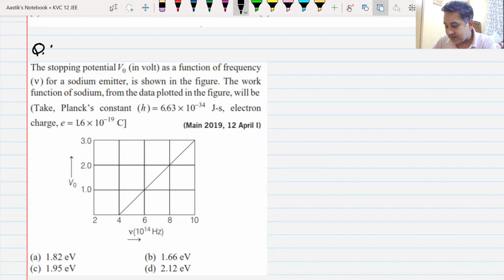But again, you are Gajini, so you would not have remembered what this diagram is all about, but still, we can try. The stopping potential V0 is a function of frequency for a sodium emitter. The work function of sodium will be how much? This diagram we have not seen, sir. This is the same diagram that came in JEE Mains, sir. So what, sir? We have not seen, sir.